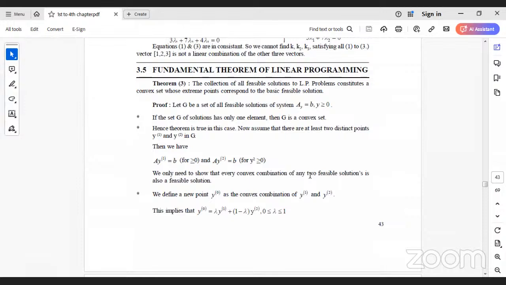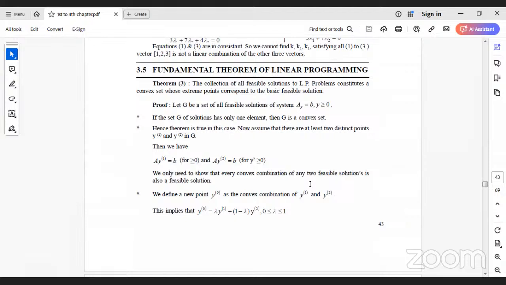The collection of feasible solutions of LP problems constitutes a convex set whose extreme points correspond to the basic feasible solutions. Let G be the set of all feasible solutions Ay = b, y greater than or equal to 0. If the set G has only one element, G is a convex set, hence the theorem is true.